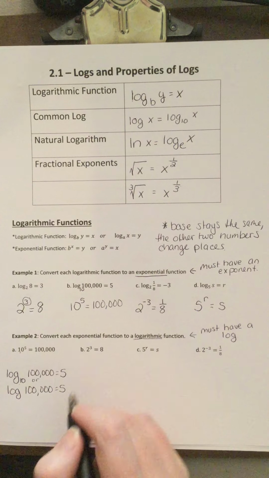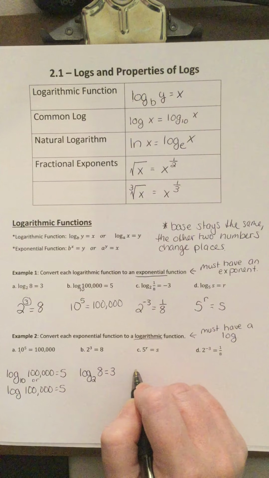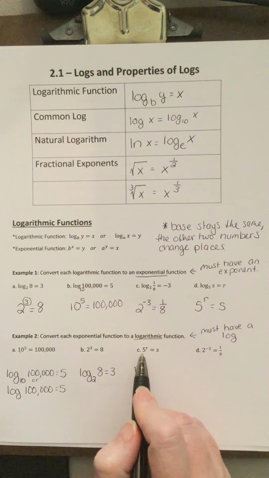All right, for letter B. So we know it has to have a log. The base is 2, and the other two numbers change places. So it becomes log base 2 of 8 equals 3. All right, for letter C, we know it has to have a log. The base is 5, and then the r and the s change places. So log base 5 of s equals r.